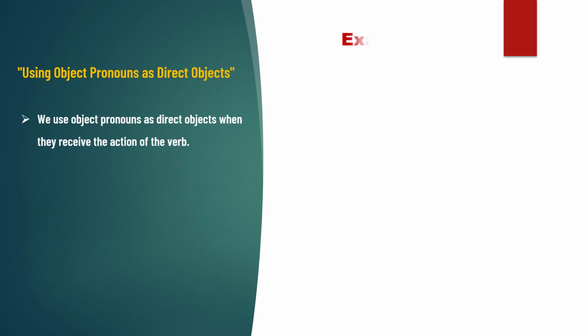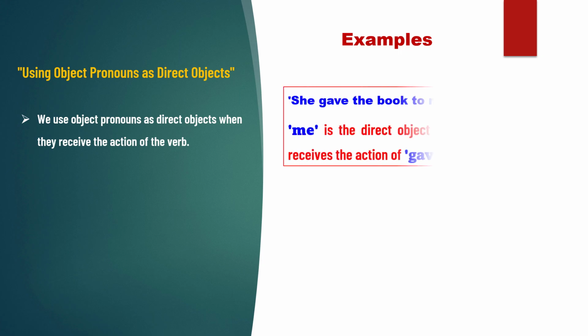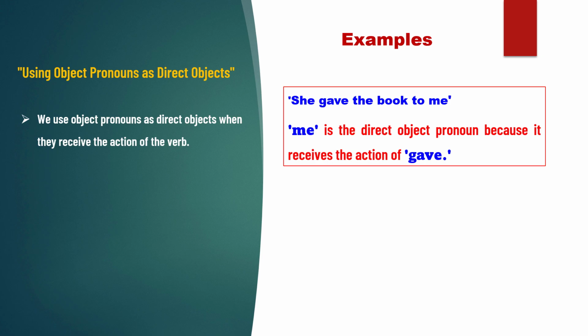Using object pronouns as direct objects. We use object pronouns as direct objects when they receive the action of the verb. Let's see some examples. In the sentence, "She gave the book to me," me is the direct object pronoun because it receives the action of gave.